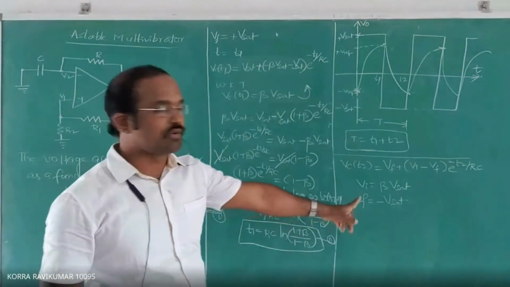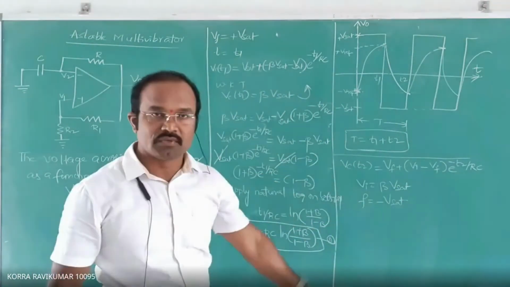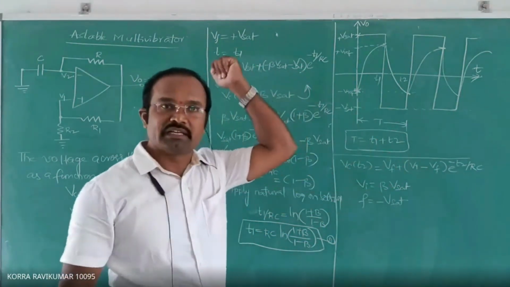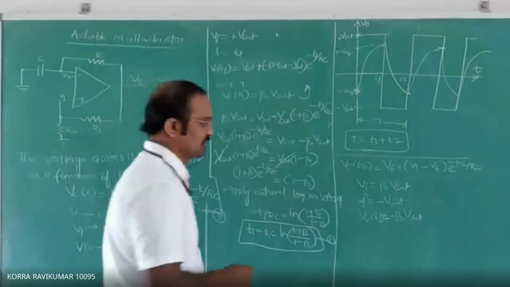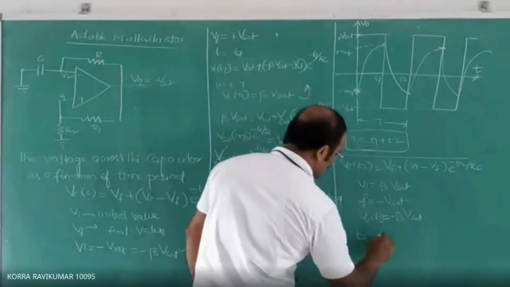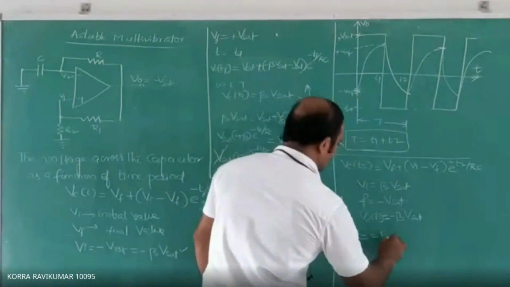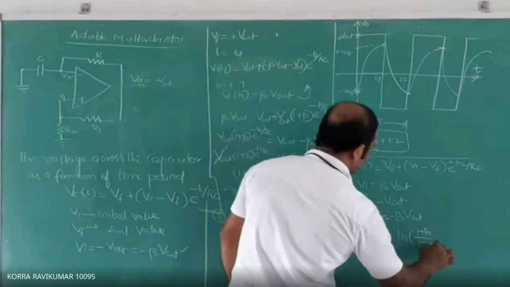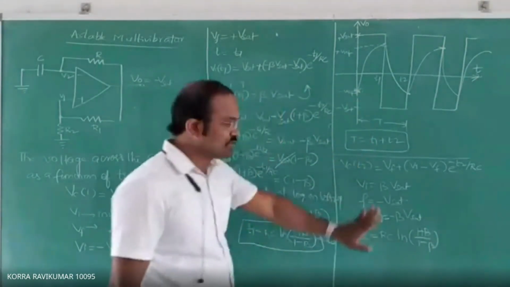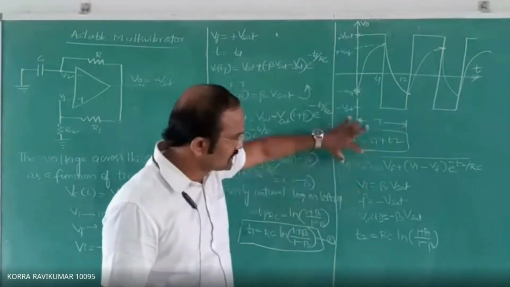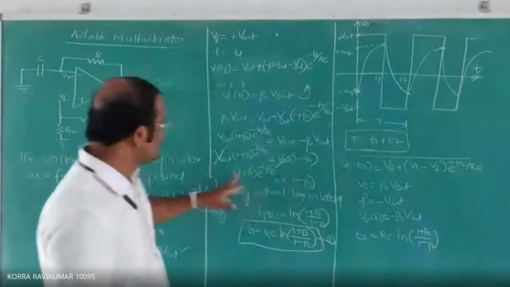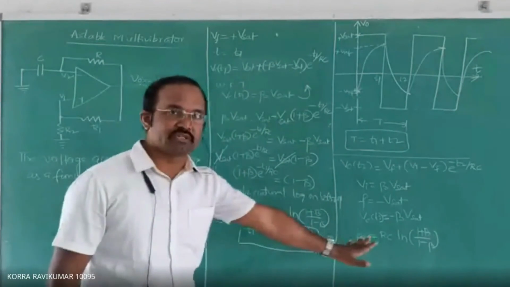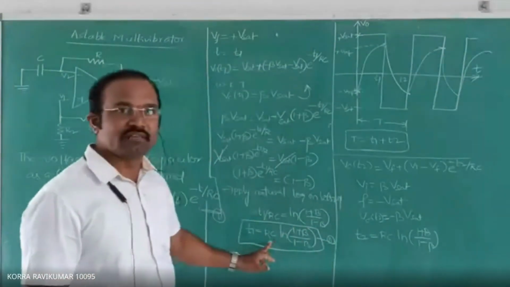And time period T equal to T2. Just substitute these values in this expression and get the value of T2. Same value you are going to get. T2 is equal to RC into natural logarithm of 1 plus beta by 1 minus beta. Just substitute these three values in this equation. Apply the natural logarithm here. That's all. Same equation you are going to get. This is T2 and this is T1.